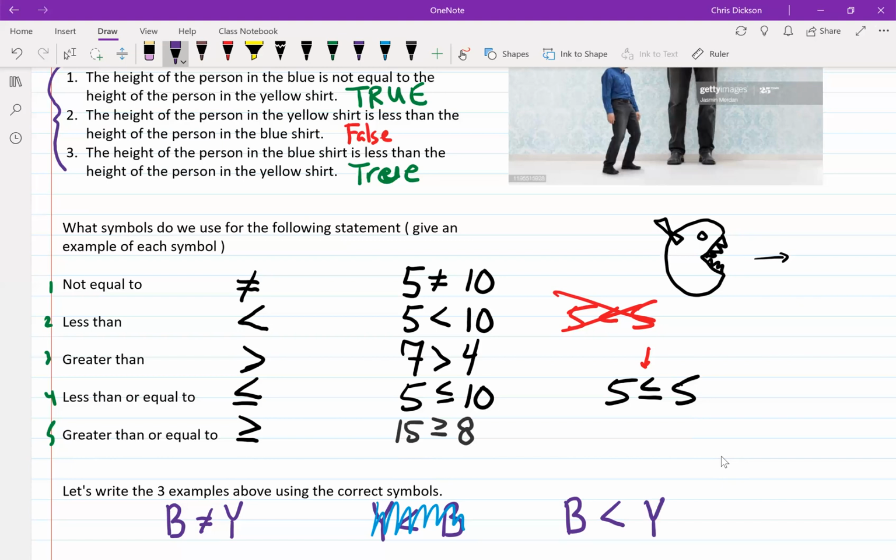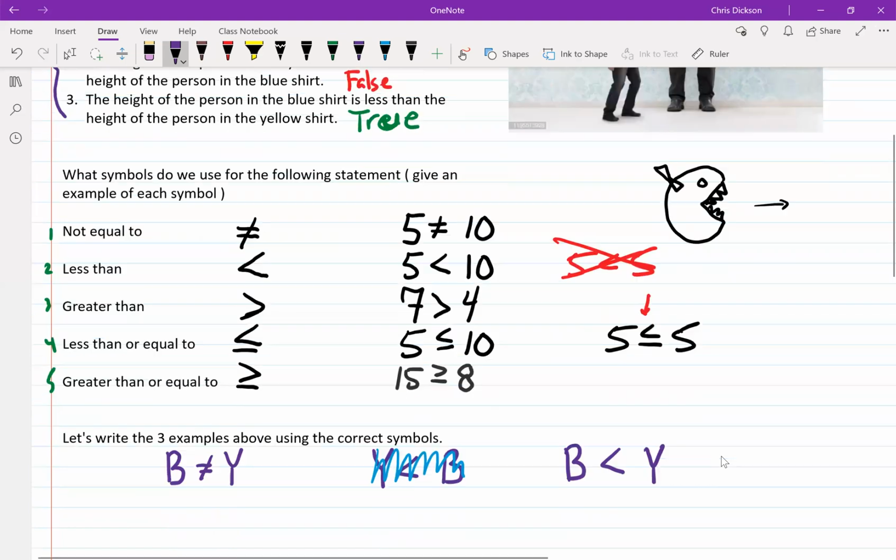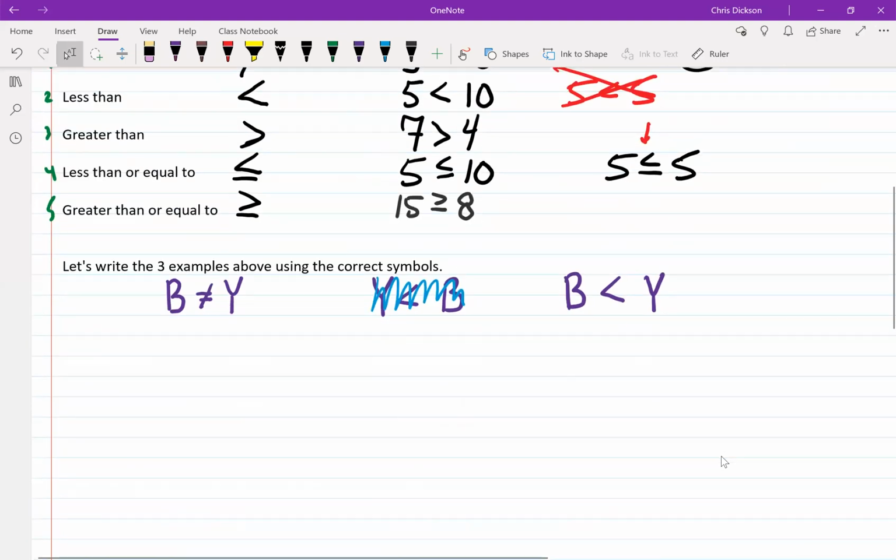And that is true, actually. Okay, so that's just a little bit of how to use the symbols here. And what I want to talk about also is how to write this on a number line.